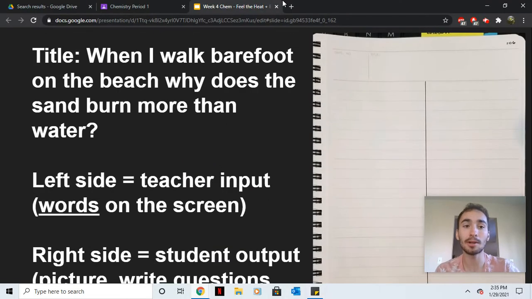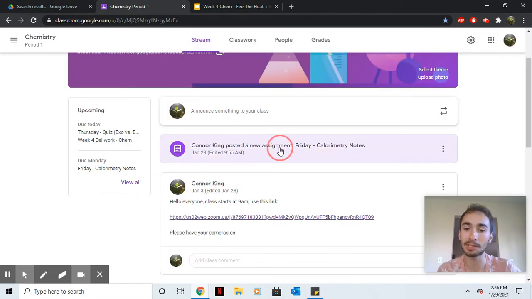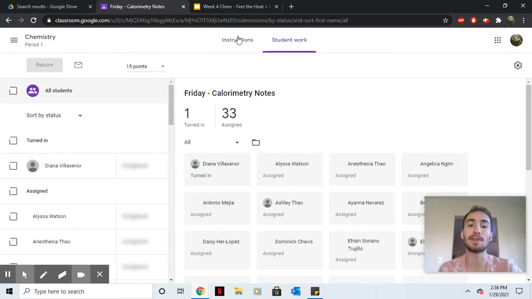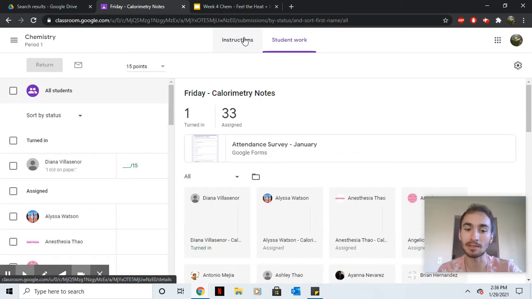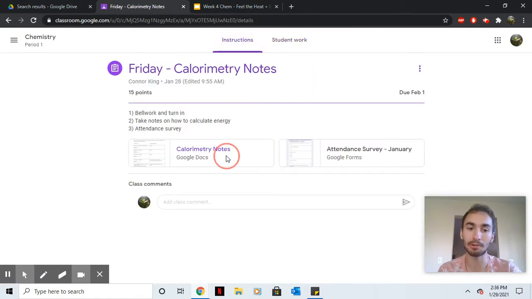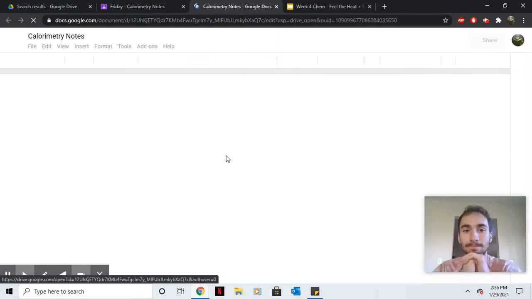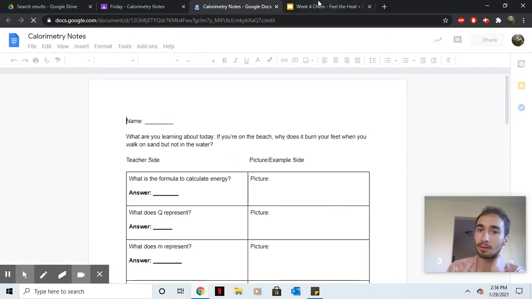Next, so today we are going to be taking notes about something called calorimetry. It's a fancy word that basically means how do you measure energy. That's what calorimetry is. Yep, I'll be going over it today.